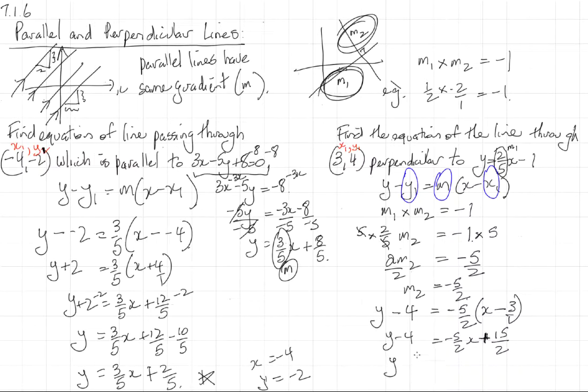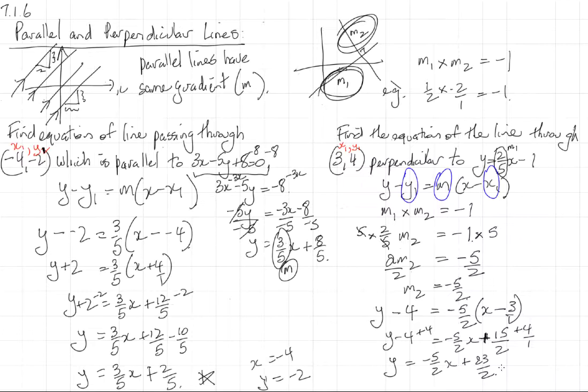So y, add 4 to both sides, equals negative 5 on 2x. Now it's plus 15 on 2, and 4 is like 8 on 2. So that 4, which is 4 over 1, multiply top and bottom by 2, and we get 8 on 2. 8 plus 15 is 23 on 2.